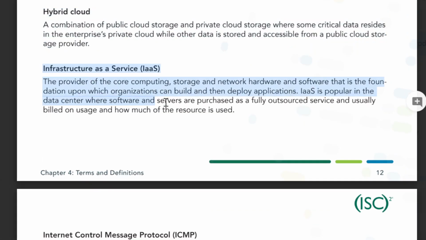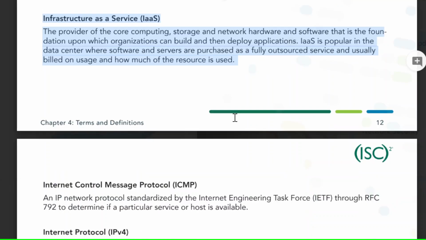Next we have infrastructure. So the provider of the core computing, storage and network hardware and software, that is the foundation upon which organizations can build and then deploy applications. Infrastructure as a service is popular in data centers where software and servers are purchased as fully outsourced services and usually billed based on usage and how much of the resources are used.